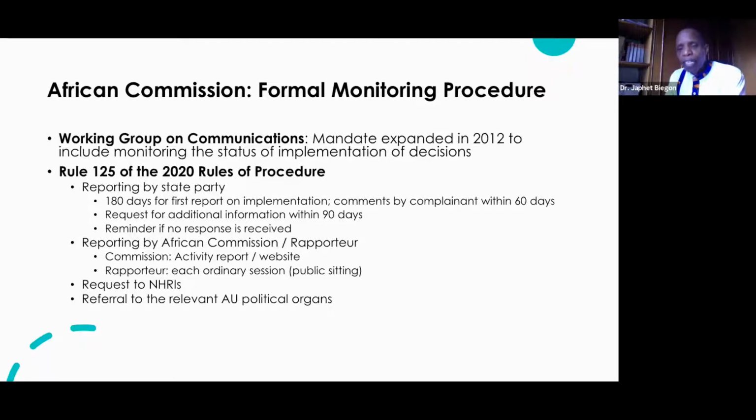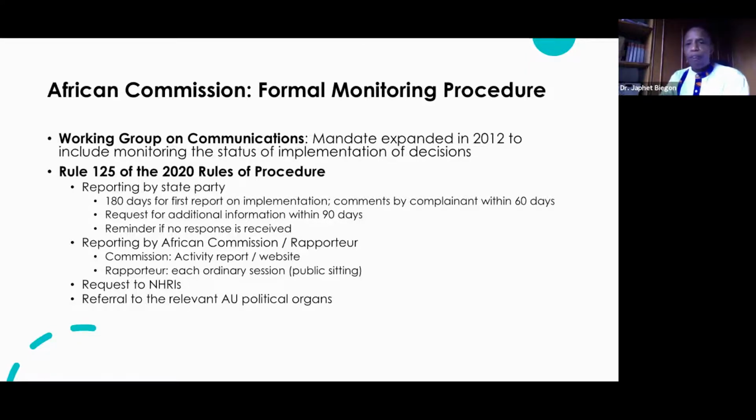And then finally, where there is obstinate non-compliance that has persisted for a relatively long period of time, the African Commission can refer that case of non-compliance to the African Union political organs, in this case the Executive Council. It has done so previously, for instance in the case of Botswana, which clearly indicated to the Commission that it will not comply in the case of Kenneth Good versus Botswana. And the African Commission referred Botswana to the Executive Council for appropriate action.